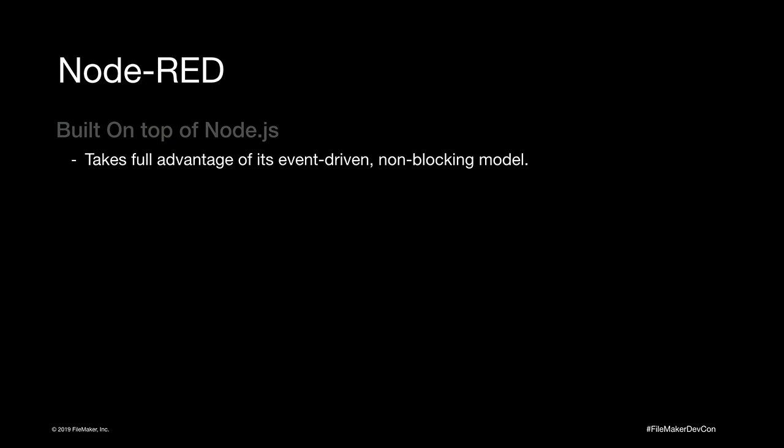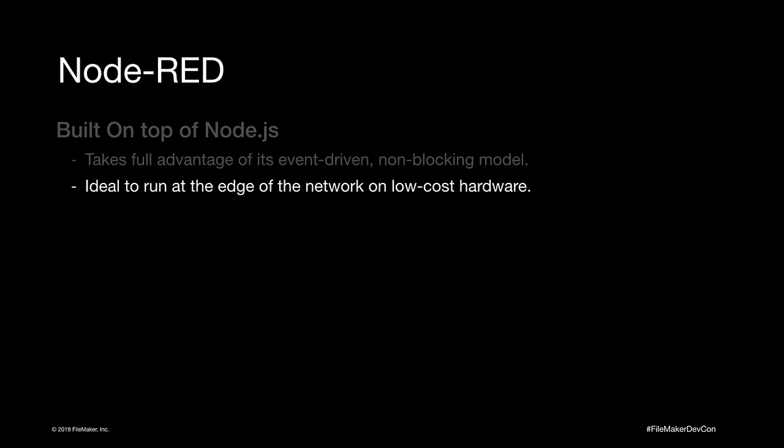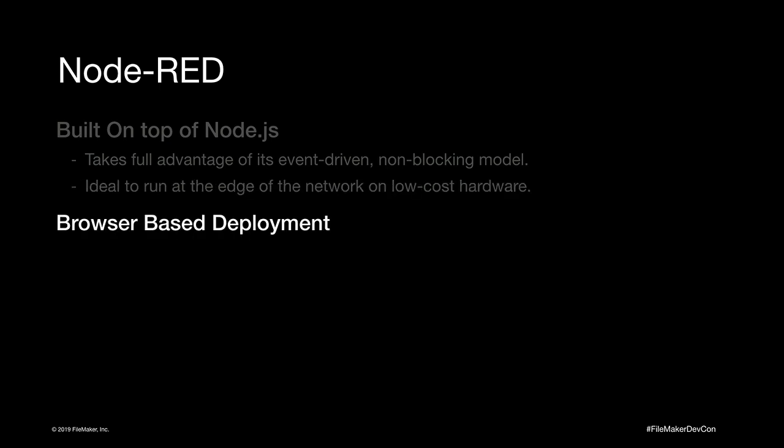The minimal requirements of Node-RED make it ideal to run at the edge of a network on low-cost hardware such as IoT devices. This means we can use FileMaker as our central repository and source of truth, and deploy Node-RED on the edges of our infrastructure to collect data or receive events. Developers work with Node-RED in the browser.